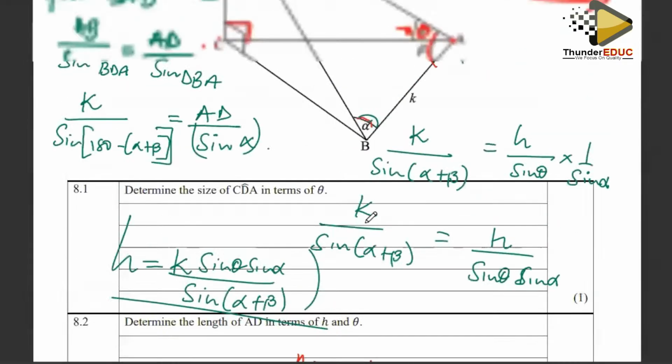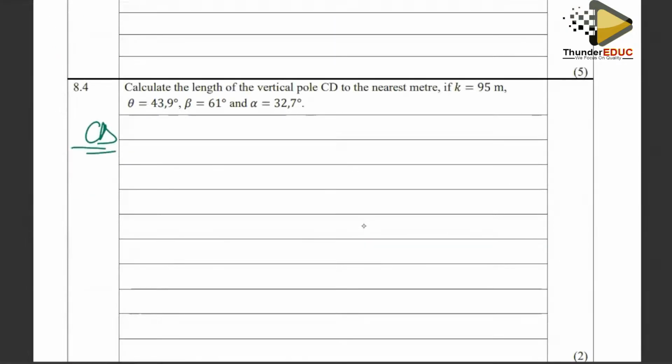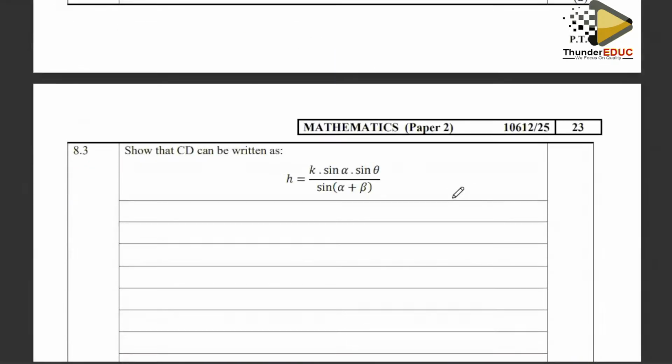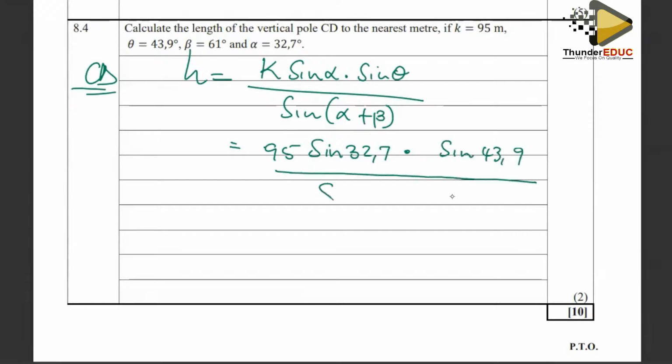Okay, what we know about CD is the h. In other words, we are trying to do the substitution back into the formula. They told us k is the sine of alpha, the sine of theta, over the sine of alpha plus beta. Is that correct? Yes. So we substitute. We're saying our k is 95 multiplied by the sine of alpha, which is 32,7, and then the sine of theta, 43,9, divided by the sine of alpha, 32,7, plus the 61.